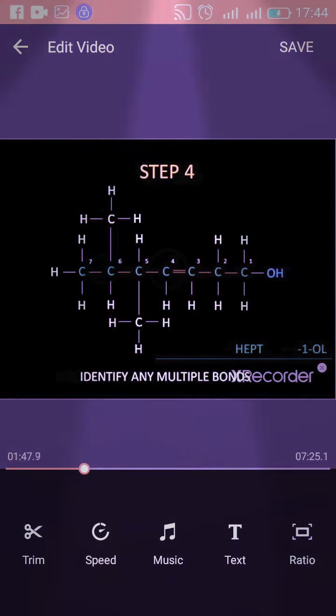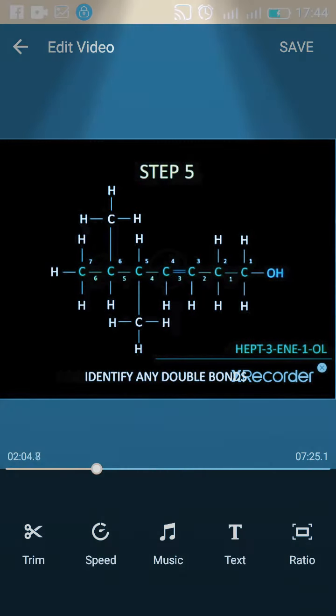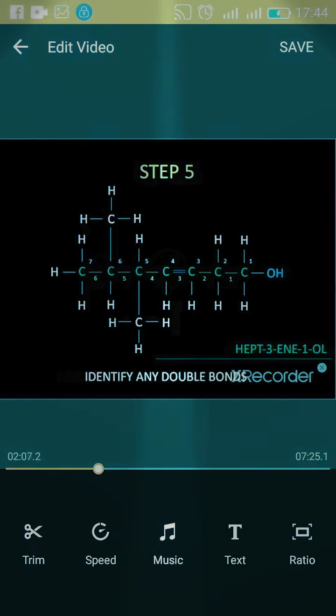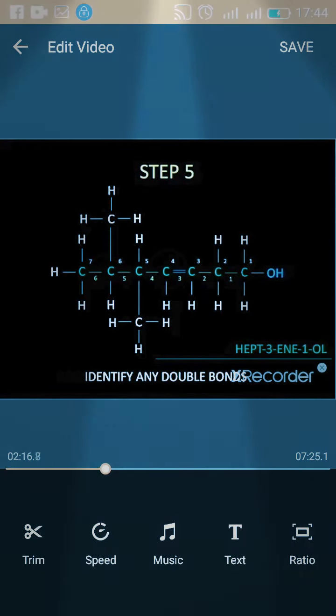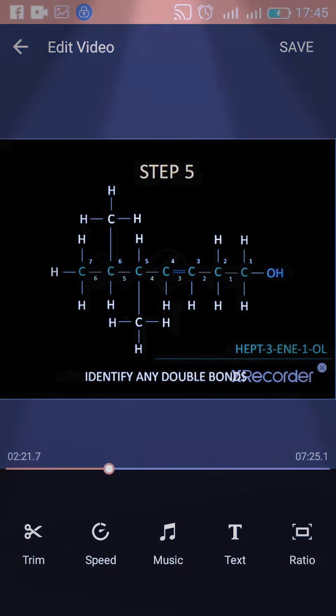If there is a multiple bond, as you see on carbon number 3 from the right side, there is a multiple bond, a double bond. So in this organic compound there are two functional groups. There is the OH functional group, which is the functional group of alcohol, and there is a carbon-carbon double bond, which is the functional group of the alkenes.